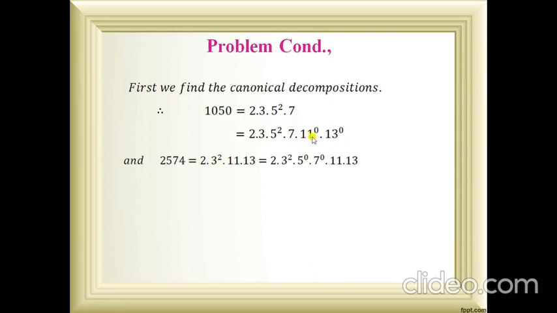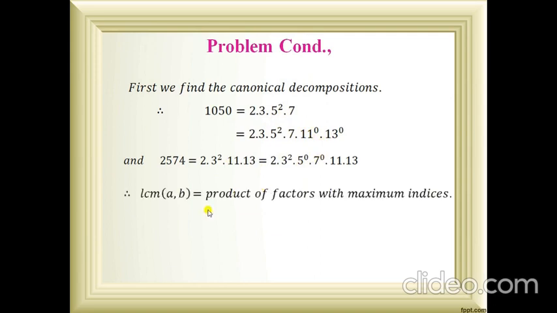For understanding purposes, I am just keeping all those terms interleaved for both. Here 11 and 13 are there, but here there is no 11 or 13. That's why I am keeping 11 power 0 and 13 power 0 here. Here 5 and 7 are there, but here there is no 5 or 7. That's why I am keeping 5 power 0 and 7 power 0. This is only for understanding purposes. No need to mention it here.